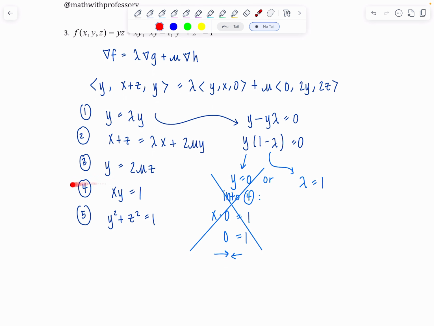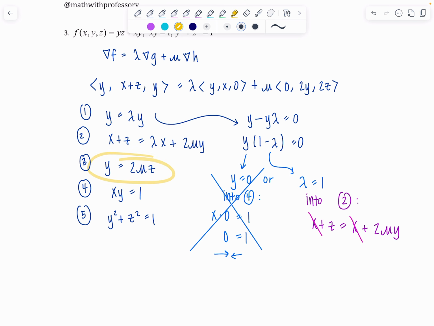Scan, scan. I don't see lambda here. No lambda. I got this from the first equation, so now I need to see what happens if I substitute it into the second equation. So into 2, x plus z equals, if lambda's 1, x plus 2 mu y. These cancel. Okay, I'm liking this. And then I have a z, a mu and a y. And this is from equation 2. And then look, I've got a z and a mu and a y there.